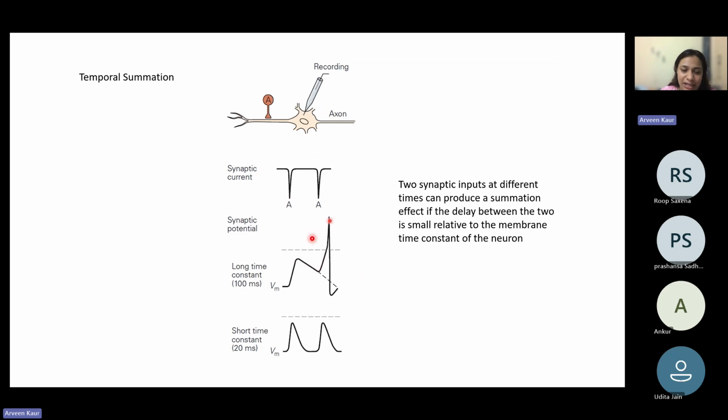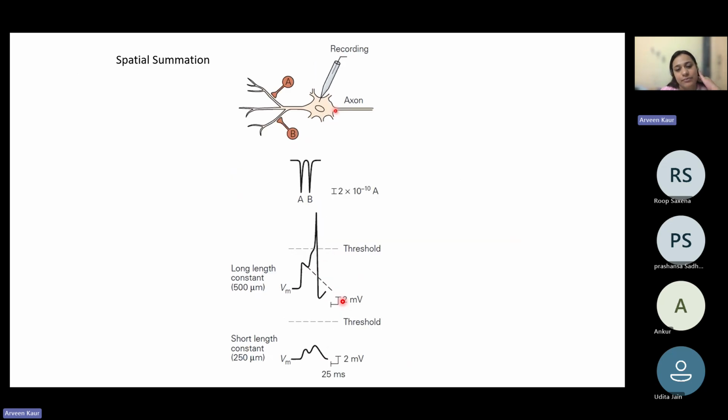So there are two synaptic currents that we give, but the duration is such that when this current was almost wearing off, this other current is given. Individually, they would have gone up only this much, but because they got a little help from the previous current, only this much had gone down, and it had to rise from here and not from here. So it rose above the threshold and gave an action potential there, right? So that is basically temporal summation.